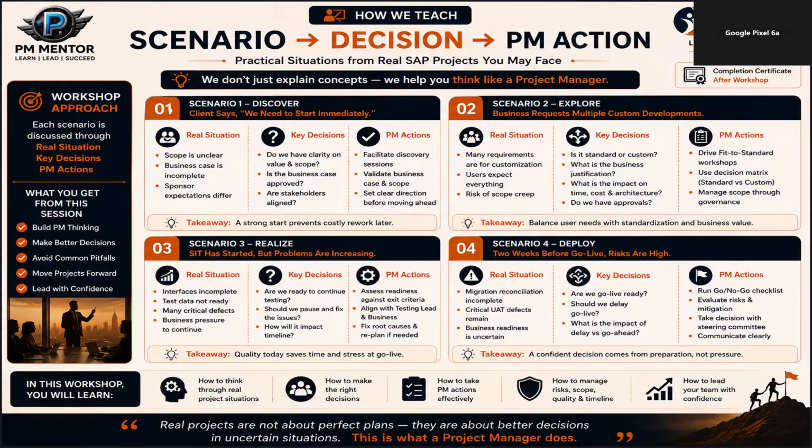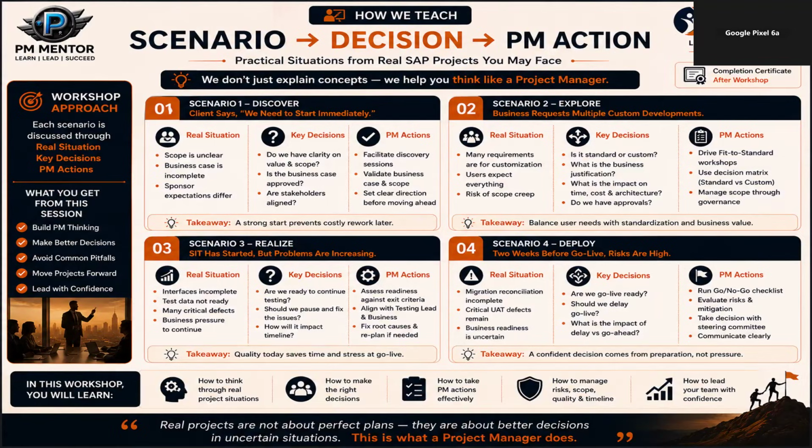Now, this slide is very important because this is where you can see how exactly we teach. We don't want to only explain concepts. We want to put you into a real project situation and ask, you are the project manager, what will you do now? So our approach is very simple: scenario, decision, and PM action. That means first we understand the real situation, then we identify what decision needs to be taken, and finally we discuss what the project manager should actually do.